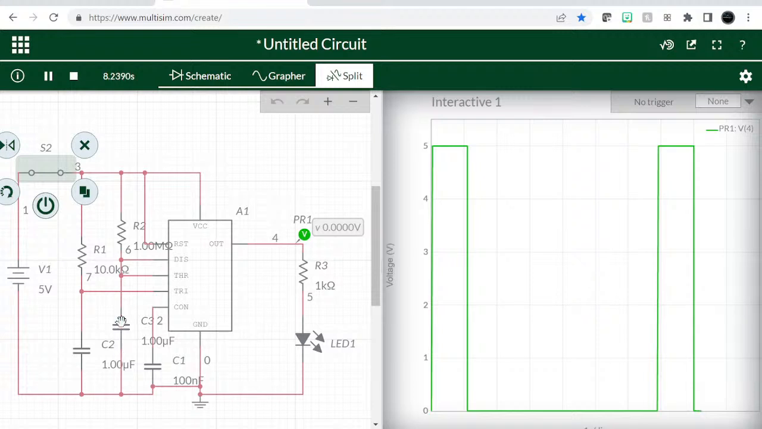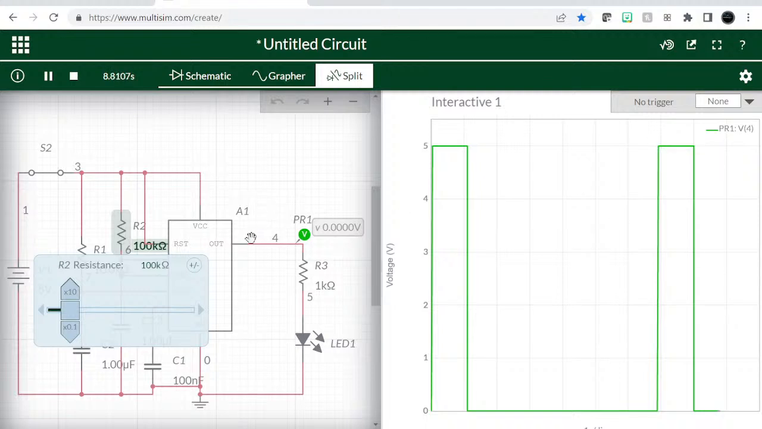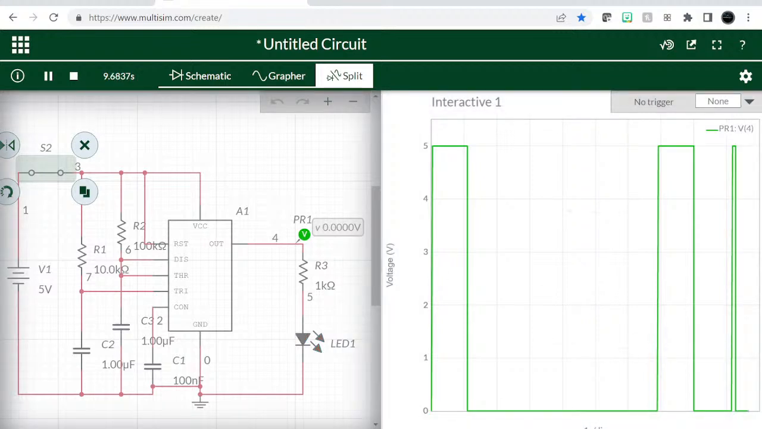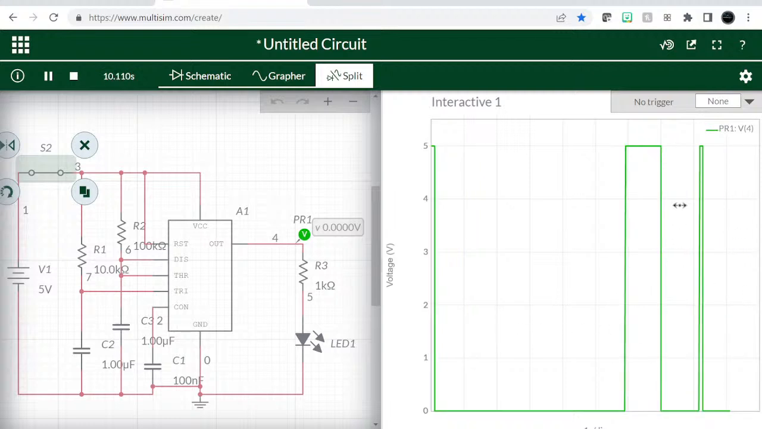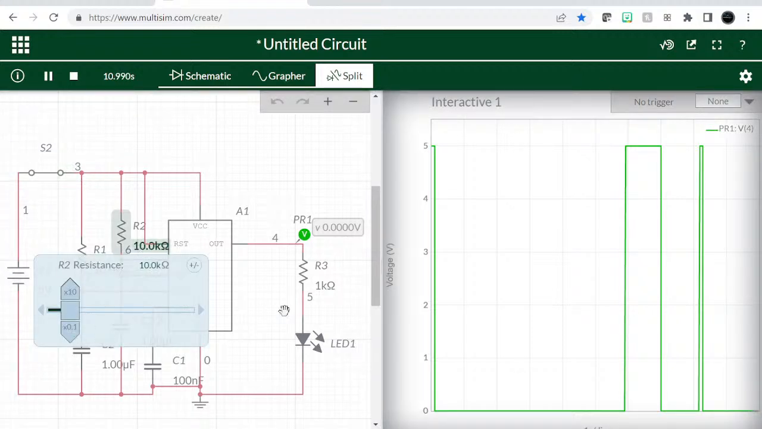Now let's reduce the value of resistor. All right, so by 10. So this should reduce by 10. So let's see that. All right, you can see that pulse right there. So you want it to be very short for systems that require fast reset. You don't want to keep the monostable period very long.